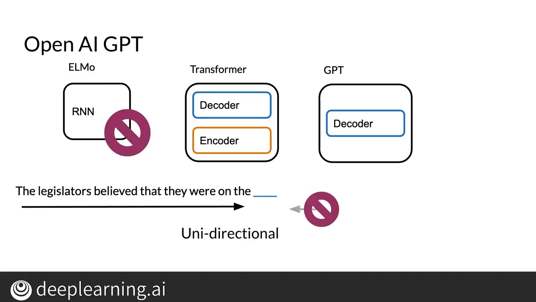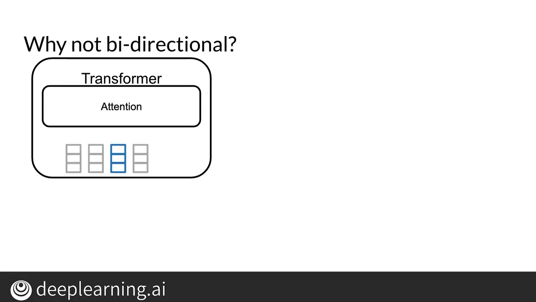So the thing with Elmo is that you only looked at one direction. You could not look at the remaining parts of the sentence from the right side. So why not use a bidirectional model?